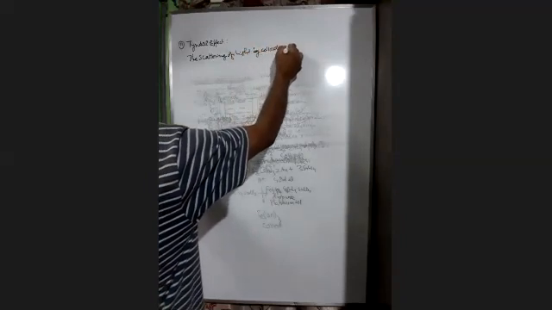So what happens? In the Tyndall effect, what is this? The scattering of light by colloidal particles is called Tyndall effect. So if you pass this light through a colloidal suspension, and if you observe it through a microscope, you will find bright specks of light moving around. So that is called Tyndall.